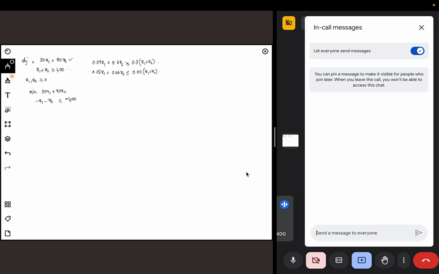And then I have 0.3 minus 0.09 x1 and minus 0.3 x2 less than or equal to 0. And then I have 0.03 x1 minus 0.01 x2 less than or equal to 0. And I have this inverse.